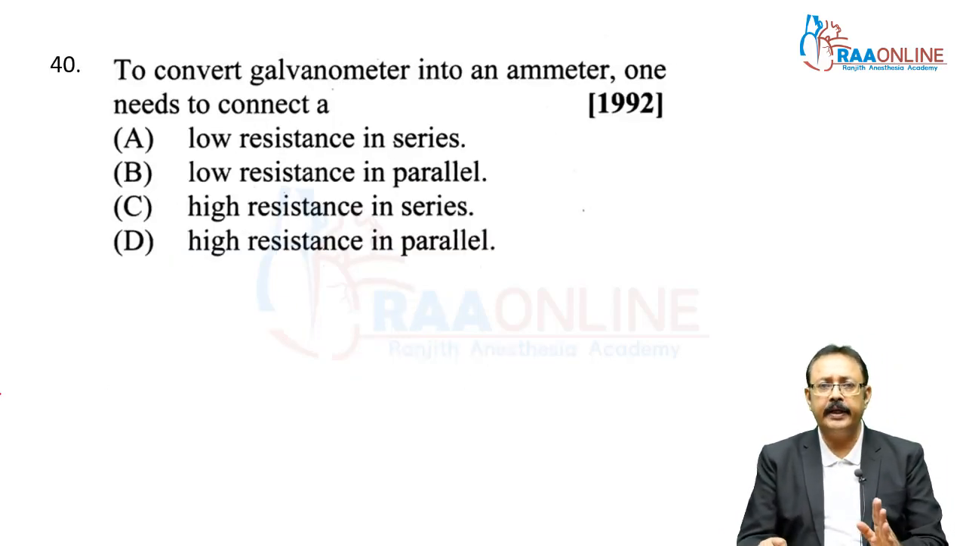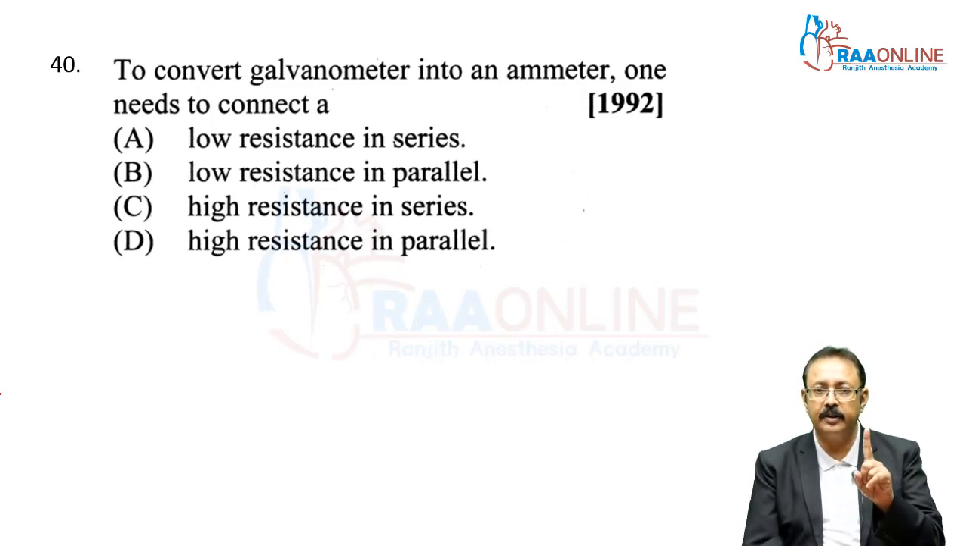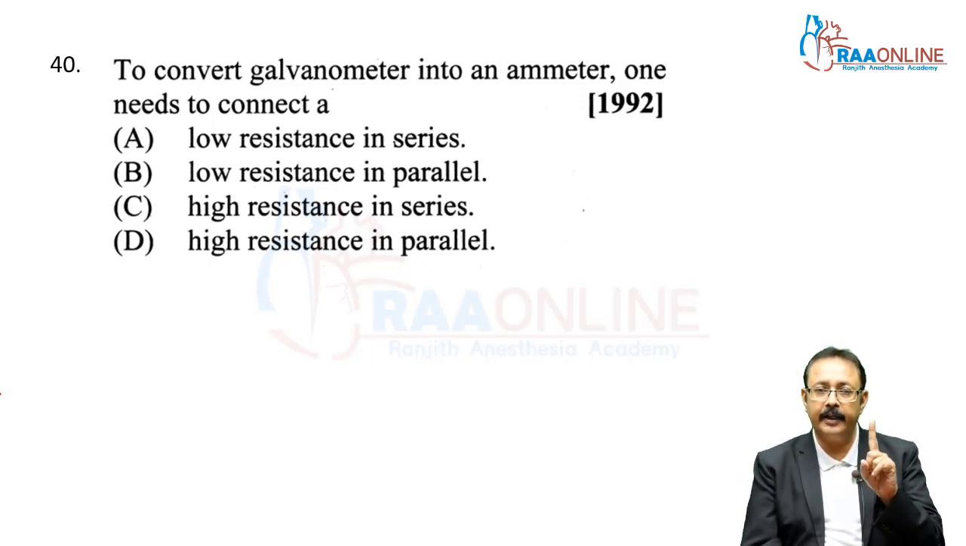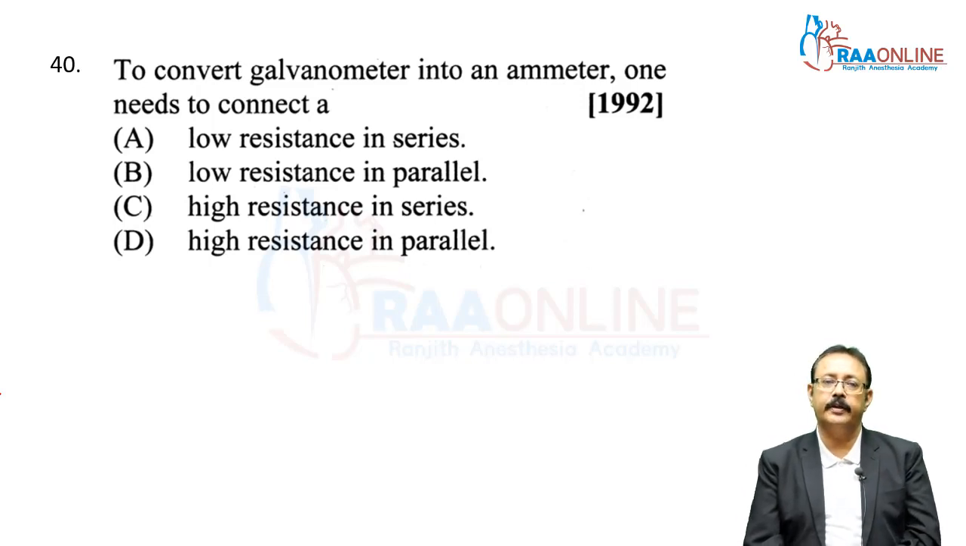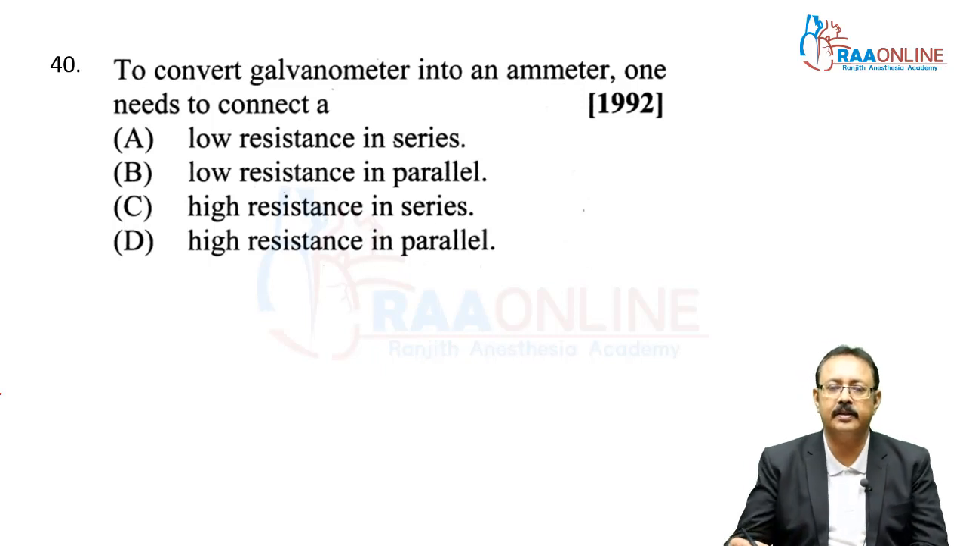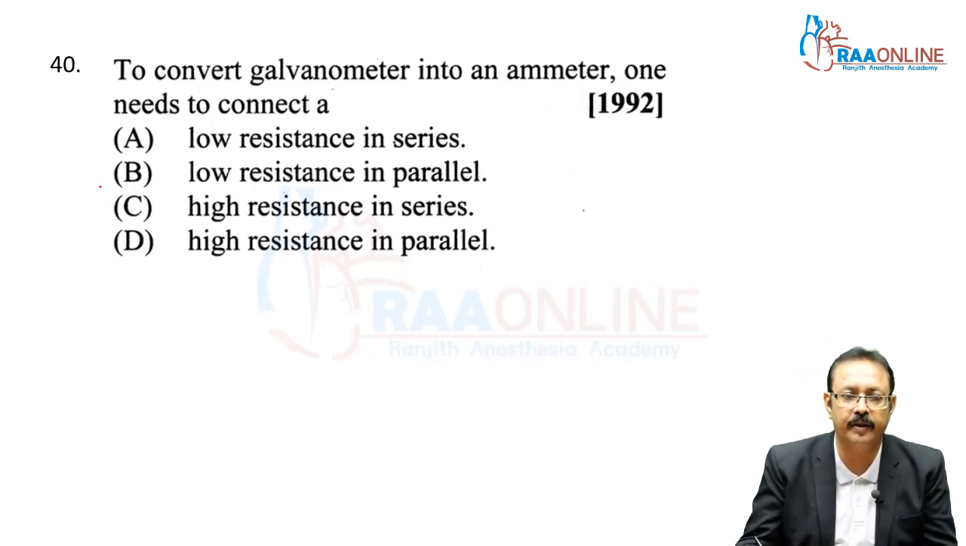Next, it is from 1992 AIPMT: to convert a galvanometer into a meter. We discussed in theory sheets before starting this crash course. If you want to convert a galvanometer into an ammeter, you need a shunt, a low resistance wire, which we will connect in parallel. If you want to convert a galvanometer into a voltmeter, you need a high resistance wire, and you have to connect this wire in series with the galvanometer. So now we need a low resistance in parallel. So we will go with option B.